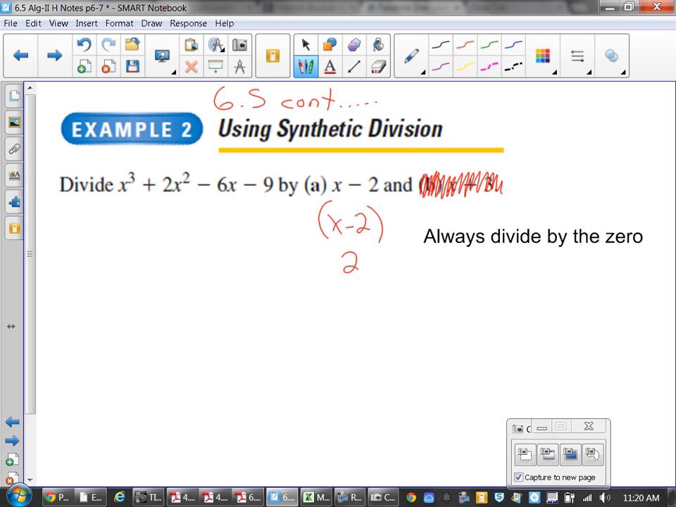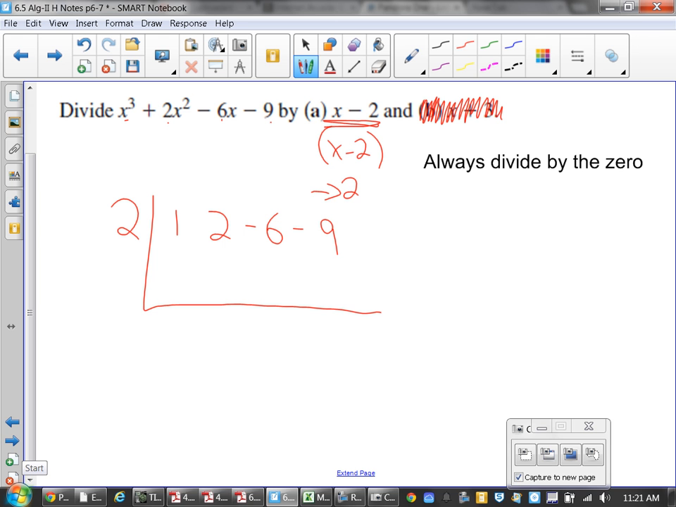Okay? So here's what you do. You divide with the 0 of the term. You put the 2 out front, make that little box again, pluck out your coefficients, placeholders if needed: 1, 2, negative 6, negative 9. Okay? So now we use synthetic division. What was our rule? You carry down. Take down the 1, 2 times that, add it, multiply, add it, multiply, and add it.